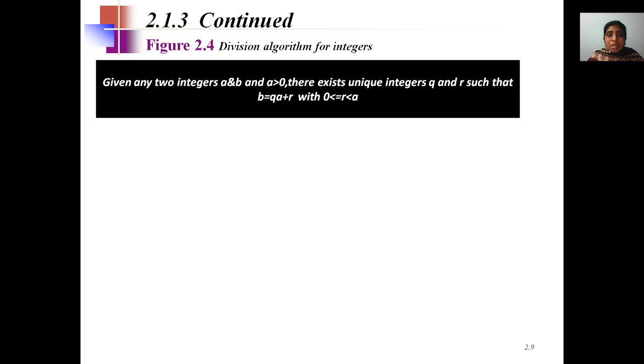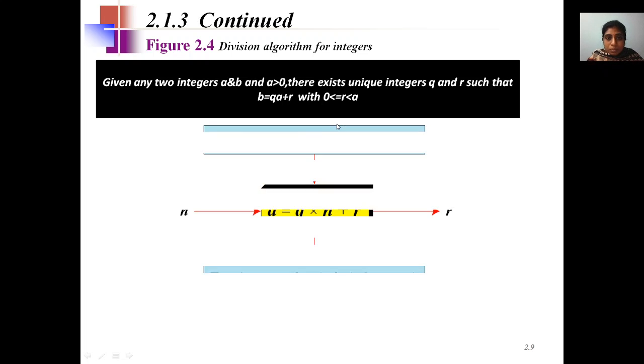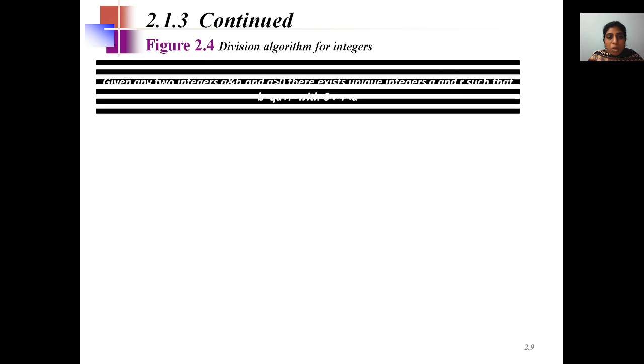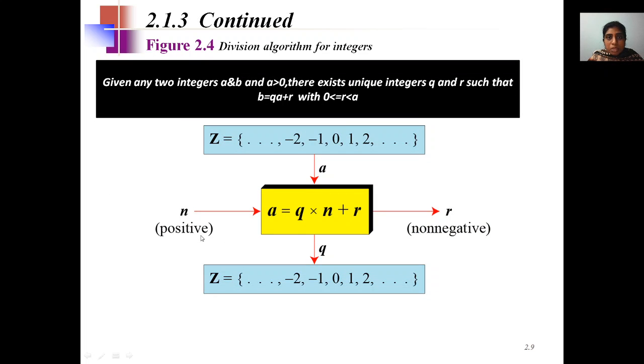Whenever a and b values are divided, they can be represented in this manner, b equals qa plus r, where r should be equal to or greater than 0, that is non-negative, and r is less than the divisor. Here you represent a equals qn plus r, where n is a positive integer and r is a non-negative integer.